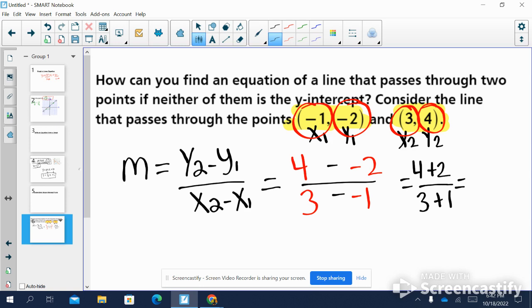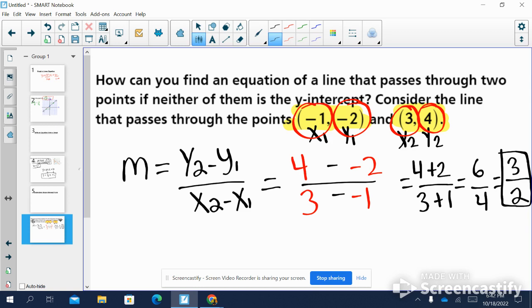Now when I simplify, 4 plus 2 is 6, 3 plus 1 is 4, but that simplifies a little bit more. 6 over 4. What number goes into both of them? It's 2. 2 goes into 6 3 times, and 2 goes into 4 twice. So the slope of this equation is 3 over 2.